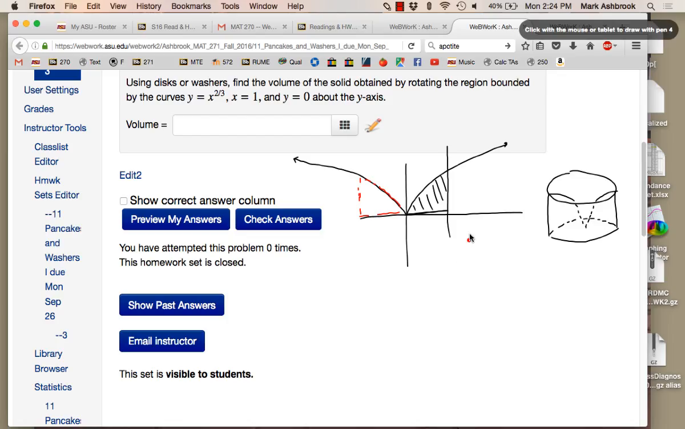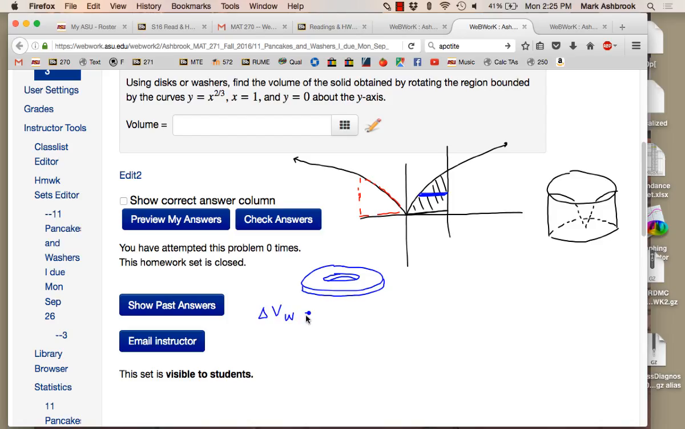So if we're sticking with what we've learned so far, it would have to be a horizontal strip, and that thing will result in a horizontal washer. So we got our horizontal washer, and we know the volume of a washer. It's a little element, so it's going to be pi r outer squared h minus pi r inner squared h.